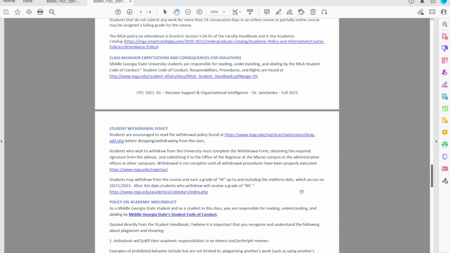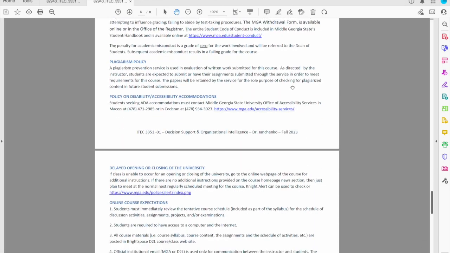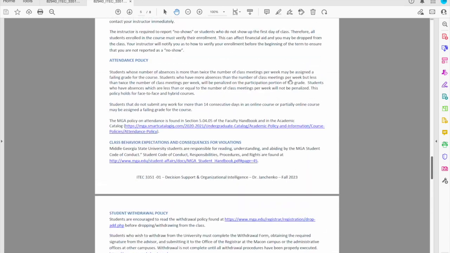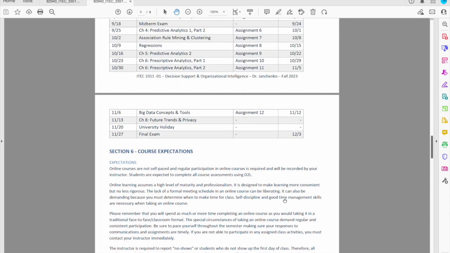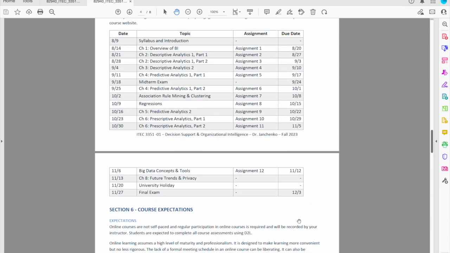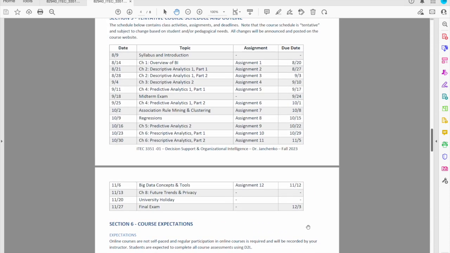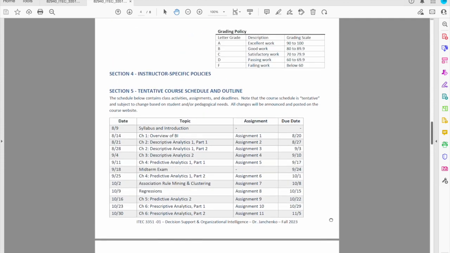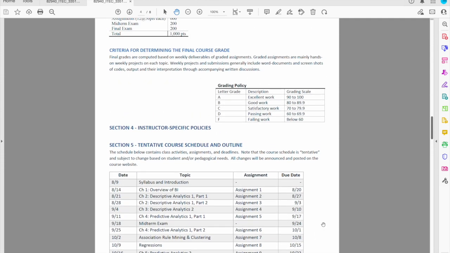Nothing else in here that I overly need to discuss. The syllabus is pretty standard across MGA, but we'll talk about any changes to assignments. And again, with those assignments, if they're late, you're going to lose a significant amount of points each day that they're late. We can help avoid that just by having open communication with me.